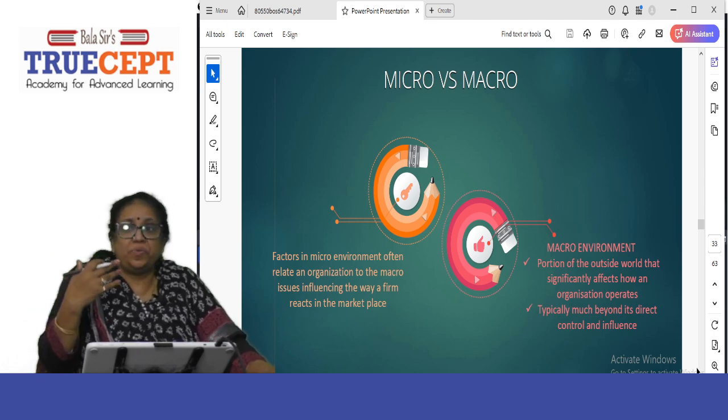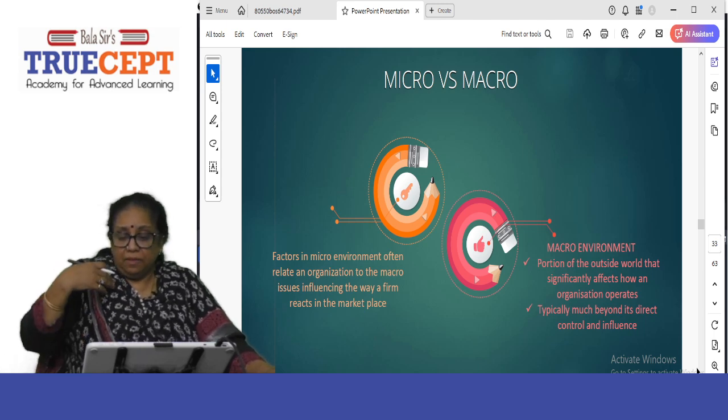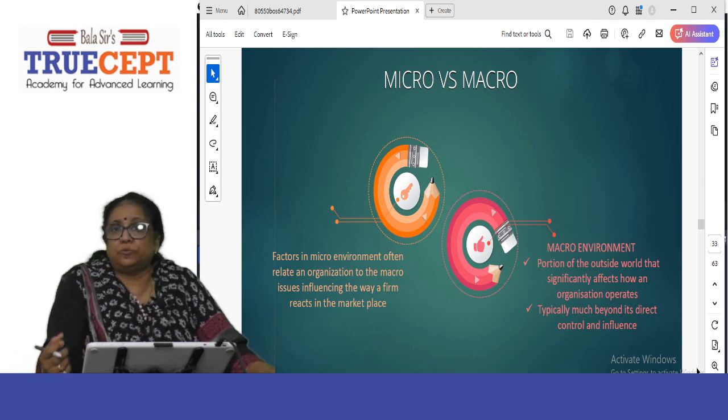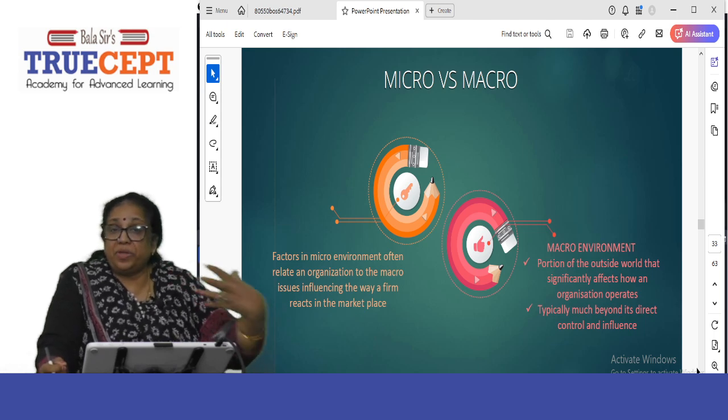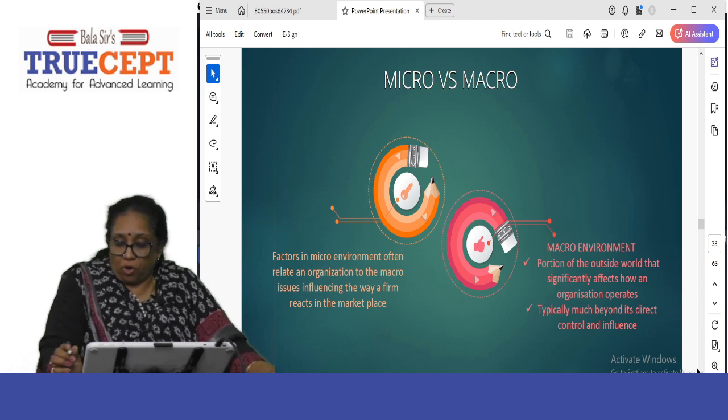So there are so many things that are going to affect you. You see this, it's beyond your influence or control. See, you cannot control which political party will come to power. It depends on so many people who are voting for a particular party. So it's very difficult to determine all that.